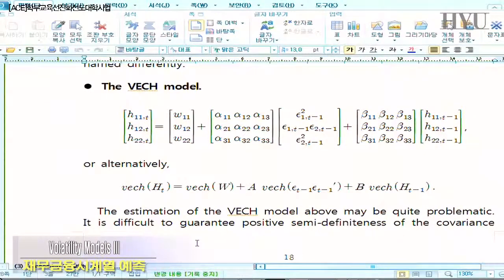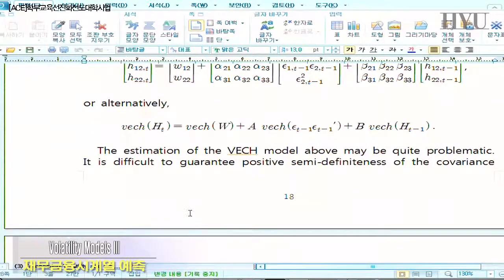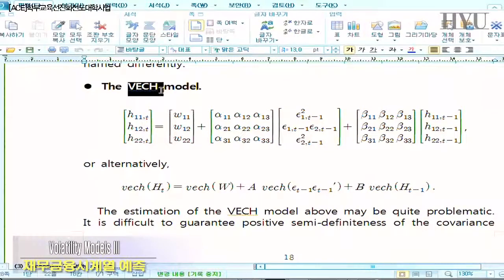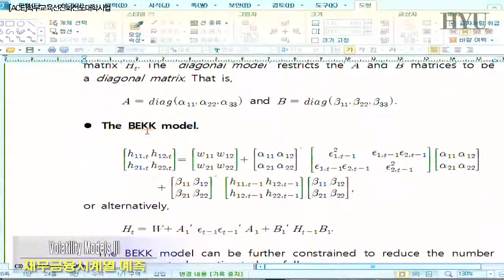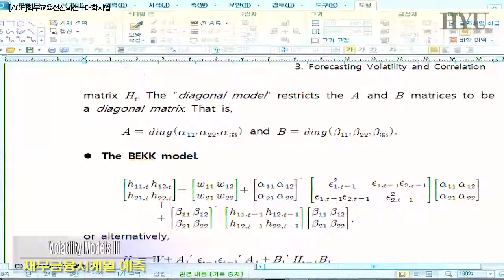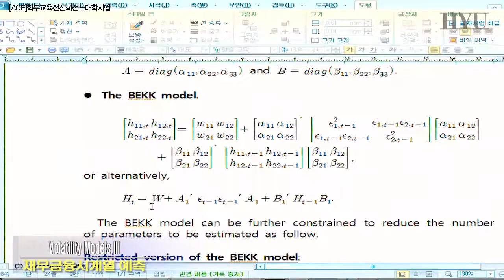Here, 1, 2. Setting it this way is what we call VECH, but unfortunately, it may not work, right? They violate the positive definite condition. So let's forget about this part. Just seeing is enough. There is a version of multivariate model known as VECH. Instead, what we'll see is something called the BEKK model.